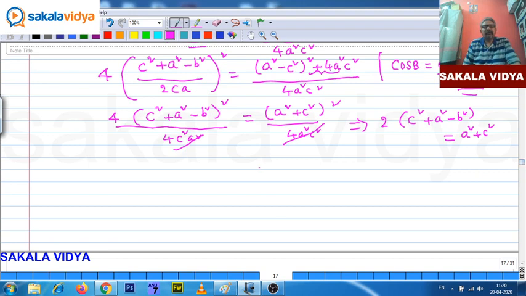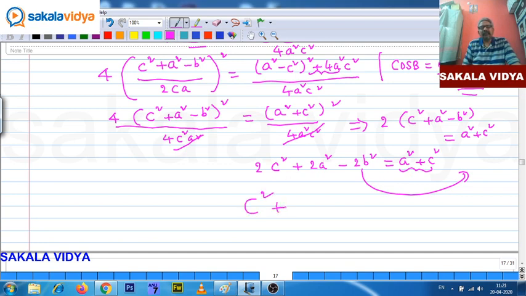We are in the last lap, don't worry. 2c square plus 2a square minus 2b square equal to a square plus c square. So take these two terms this side, take minus 2b square this side. c square minus 2c square minus c square plus a square equal to 2b square. Therefore, a square, b square, c square are in arithmetic progression.